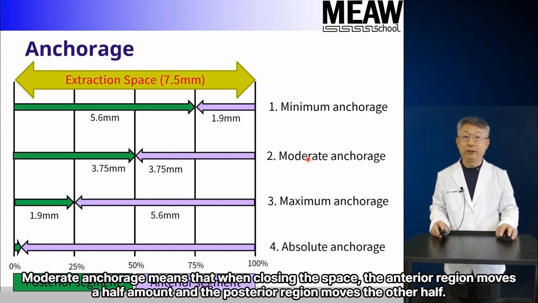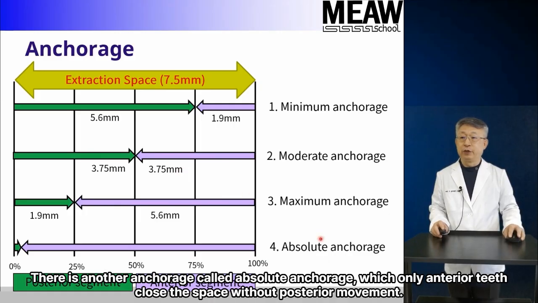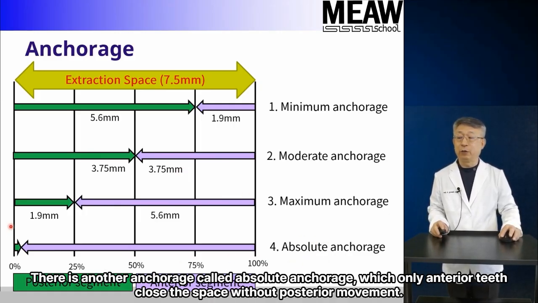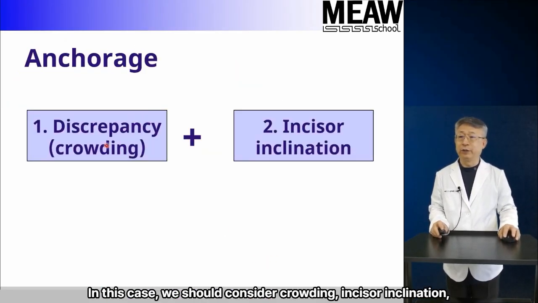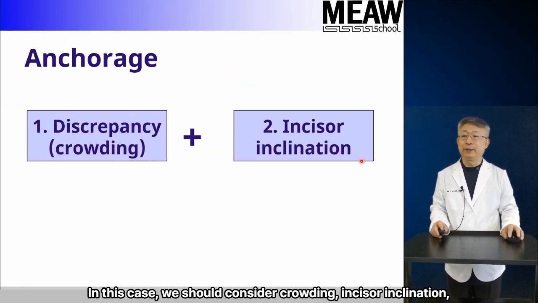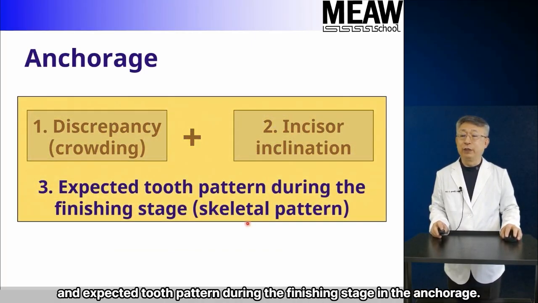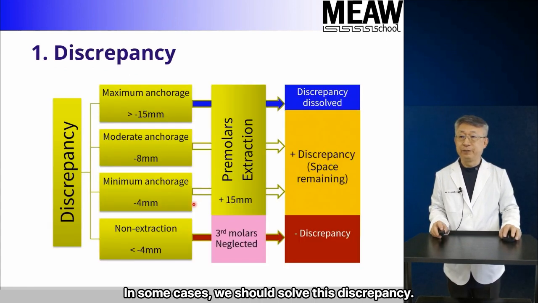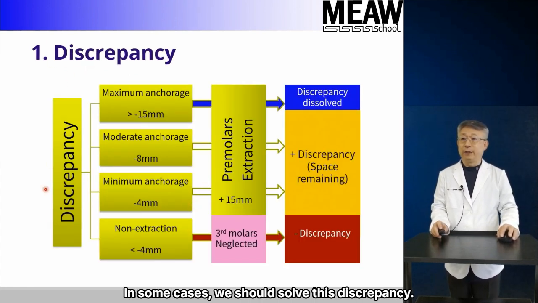Moderate anchorage means that when closing the space, the anterior region moves a half amount and the posterior region moves the other half. There is another anchorage called absolute anchorage, in which only the anterior teeth close the space without posterior movement. In this case, we should consider crowding, incisor inclination, and expected tooth pattern during the finishing stage in the anchorage. In some cases, we should solve this discrepancy.